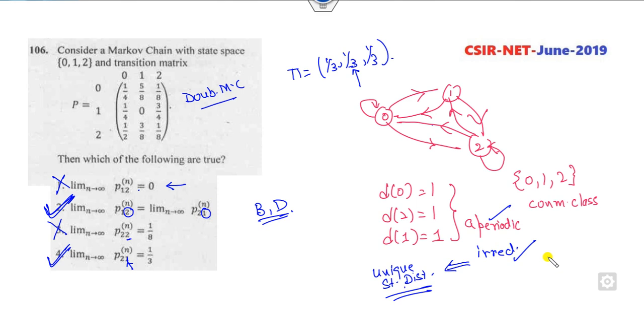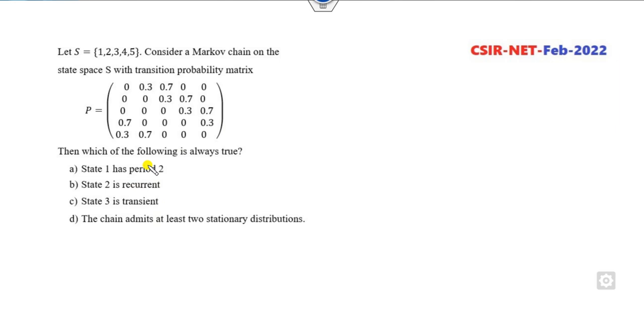So like here, it's transient, admit at least 2 and so on. So it's a doubly stochastic Markov chain again. Yes, it's a doubly stochastic Markov chain. So the stationary probability will be 1 over 5, 1 over 5, 1 over 5 and the same. Fine. Now you can draw the diagram.